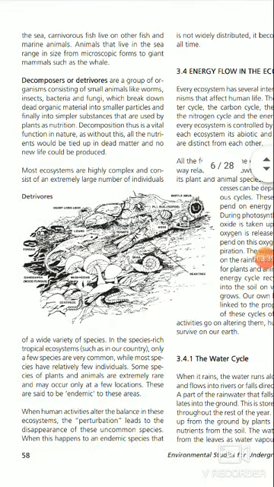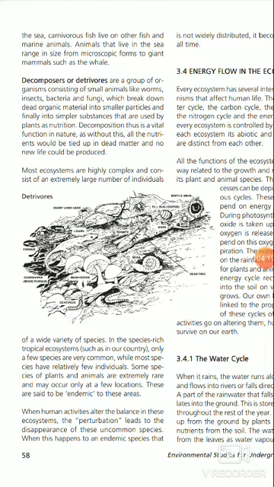Decomposers or detritivores. Decomposers or detritivores are the group of organisms consisting of small animals like worms, insects, bacteria, and fungi, which break down dead organic material into smaller particles and finally into smaller substances that are used by plants as nutrition. Decomposition thus is a vital function in nature, as without this all the nutrients would be tied up in dead matter and no new life could be produced.